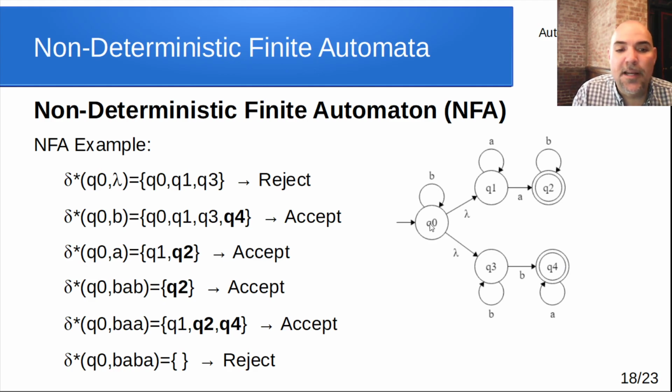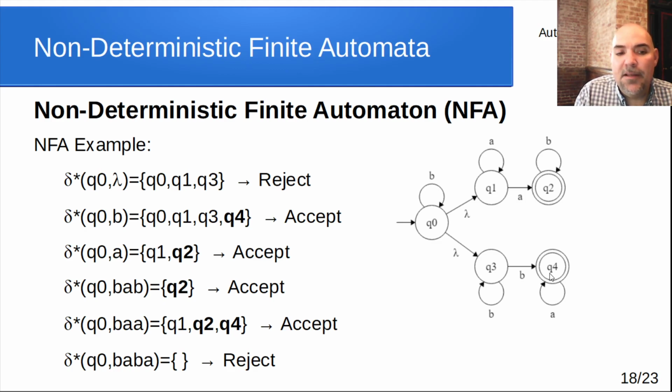Let's look at Q0 on an A. So on an A, there are no A's here, but I could have done lambda and then A, and I could be in Q1, or I could have done lambda and A and gotten to Q2. So I could be in 1 or 2, and since 2 is final, I accept. All right, BBA, let's look at that one. After the first B, we know we could have been in 0, 1, 3, and 4. And on another B, we would be in 0, 1, 3, and 4 again.